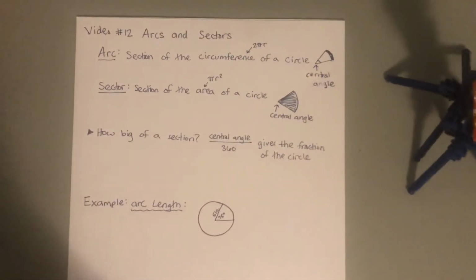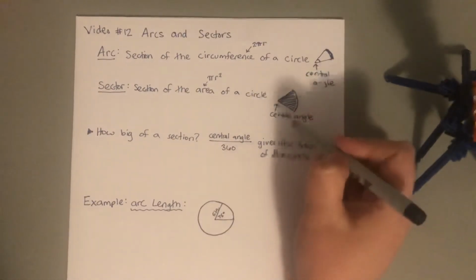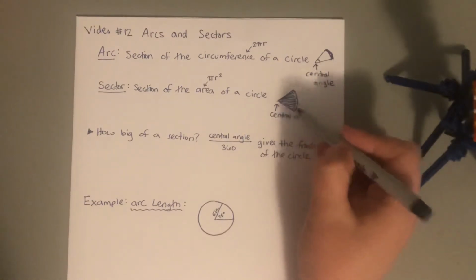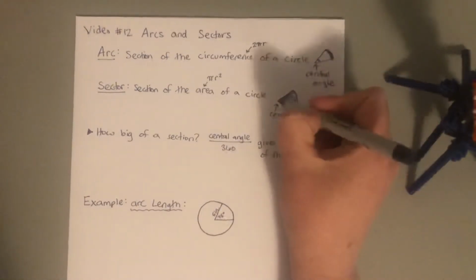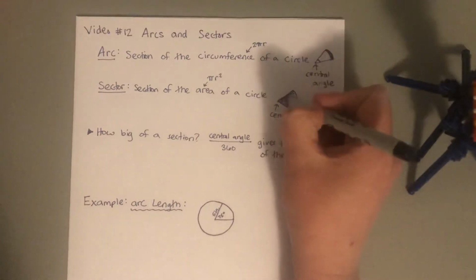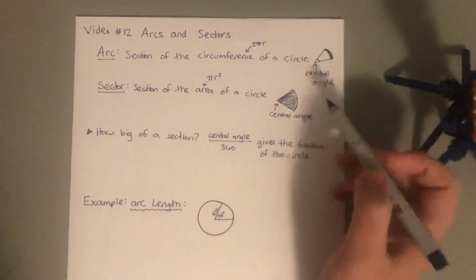The sector is a section of the area of a circle. So if this were the whole circle, what the area of just a small part of it is. Now, the question we have to figure out is, how can we tell what fraction of the circumference or what fraction of the area we're actually trying to find? A key piece of information we need to know is that every circle is 360 degrees all the way around. So if you start here and go all the way around, that gets you to 360 degrees.